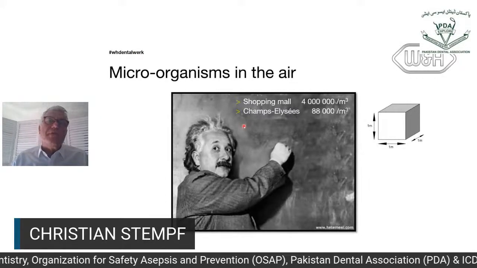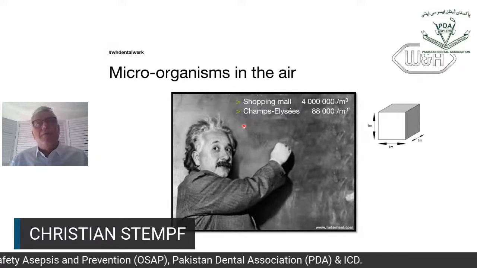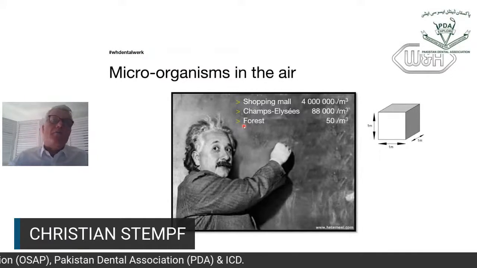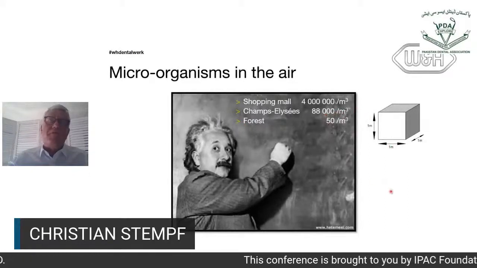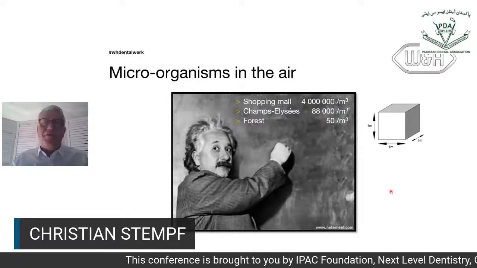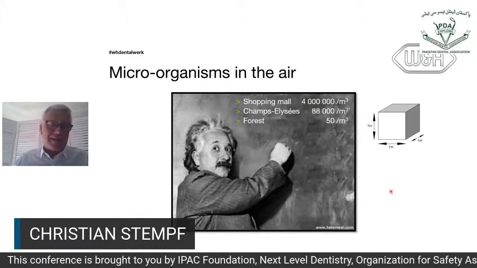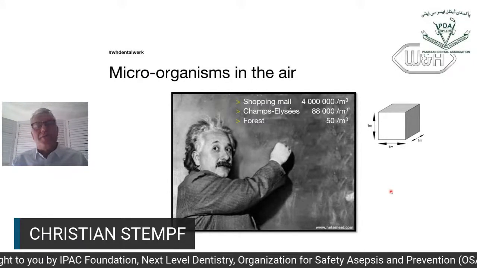If you go on the streets, this is in Paris, Champs-Élysées, it is below 100,000. And on the beach, in the forest, a nice place to go for jogging, it is 50. You are at a far lower risk when you go jogging, practice sport outside the city, on the beach, in the forest.